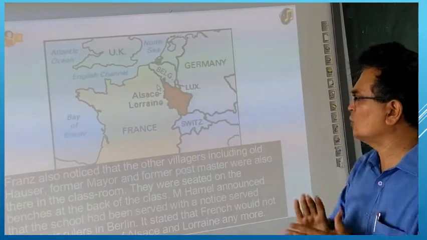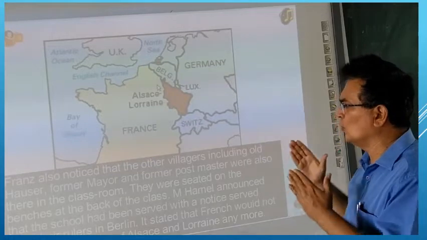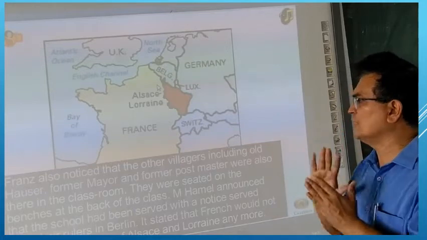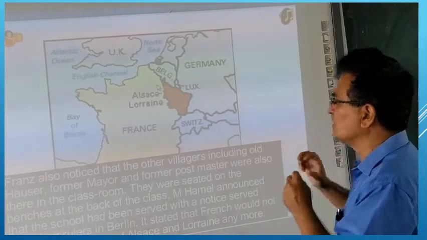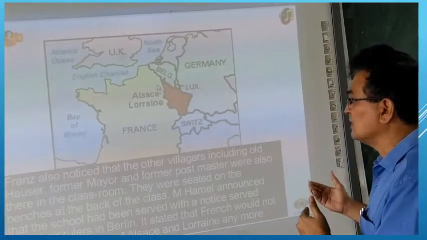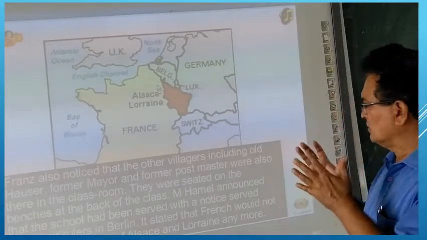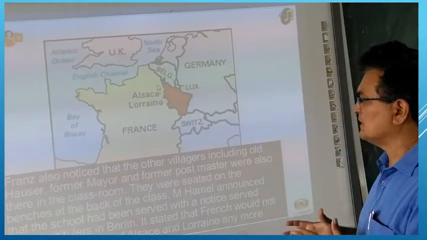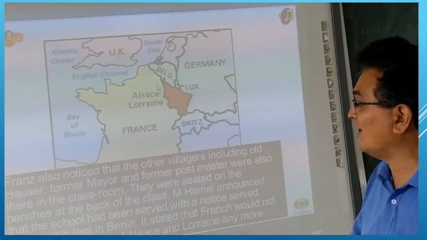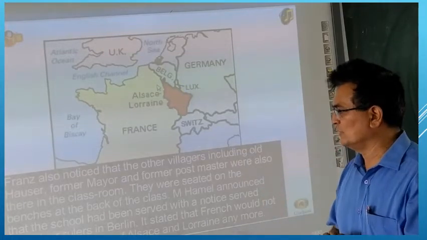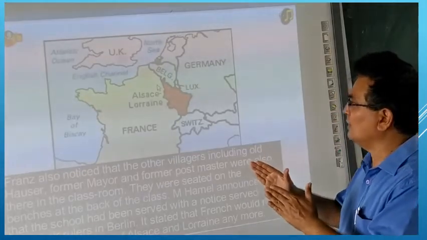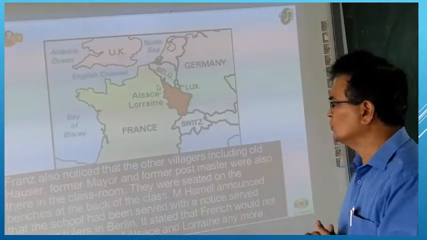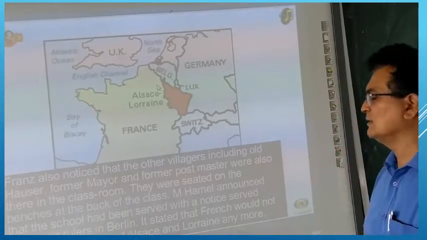Friends, also notice that all the villagers, including Hauser, the former mayor and former postmaster, were also there in the classroom. Now Franz notices that so many villagers and even Hauser, an elderly person, were there, then the former mayor and then the retired postmaster. They were also sitting on the back benches in the classroom. And it was a big surprise. First of all, the teacher was in his best attire. Then all those village elders were sitting there in the classroom.